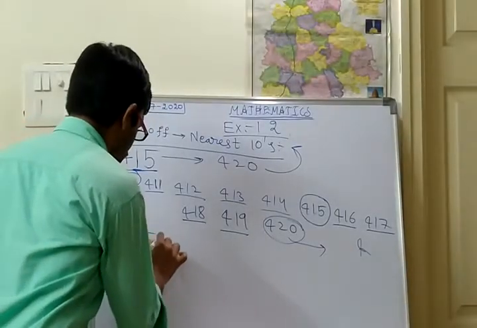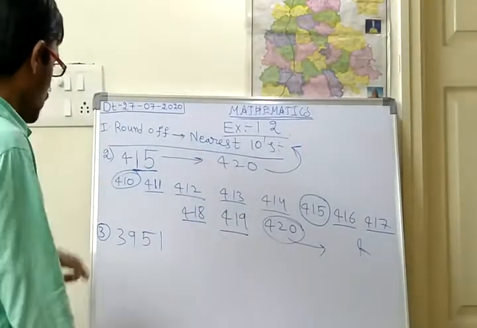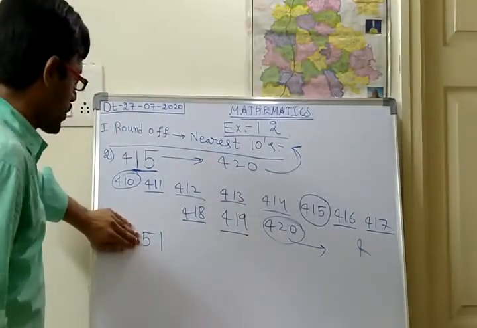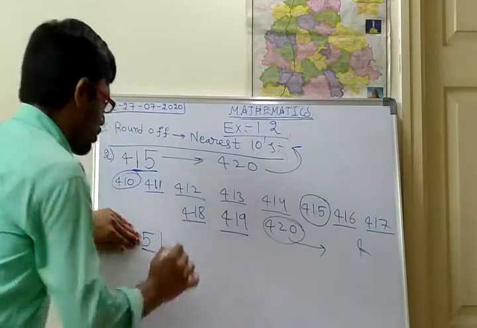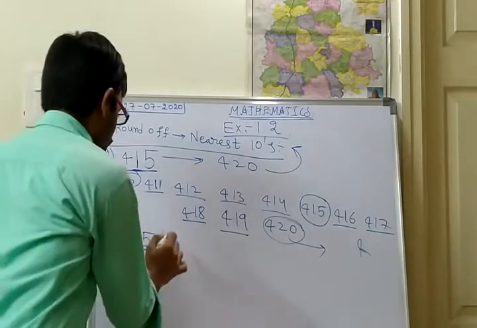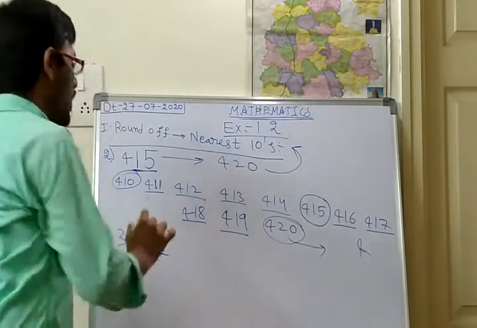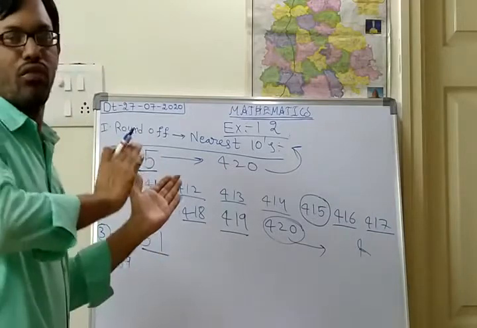3951. Don't bother about these two digits. Only we have to take these two digits. So 51, where is it lying? In between 50 and 60 it is lying.